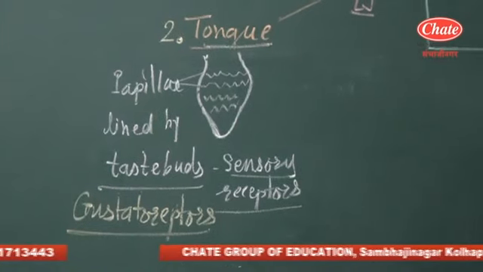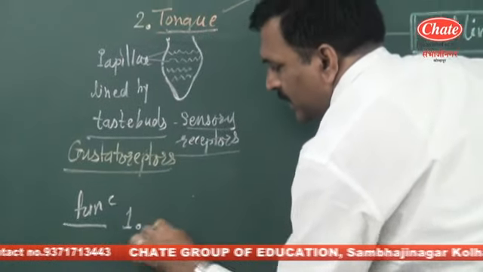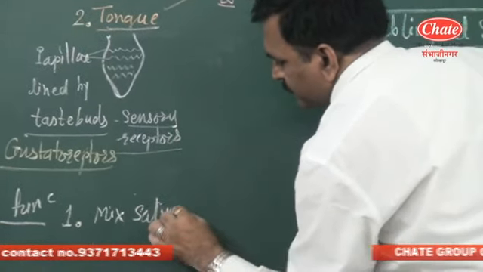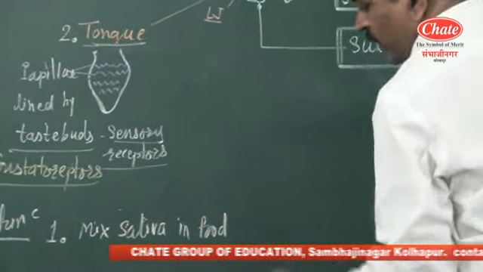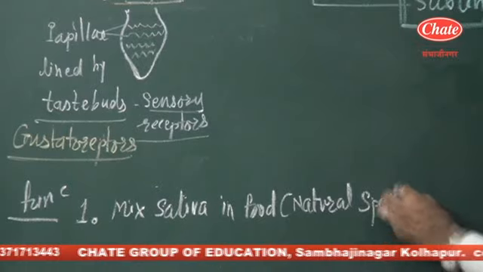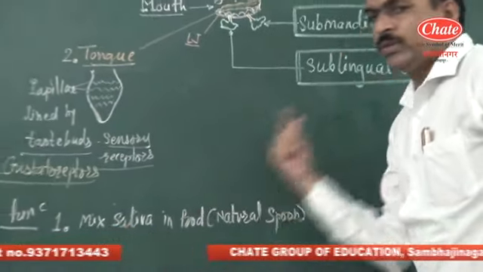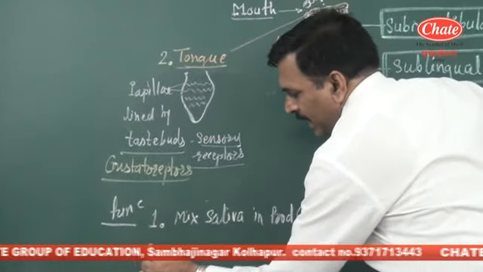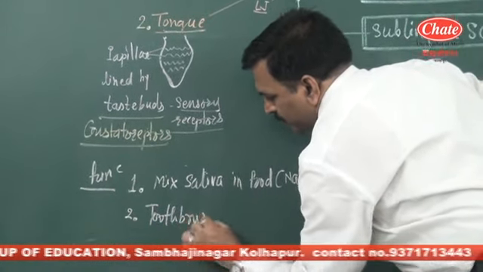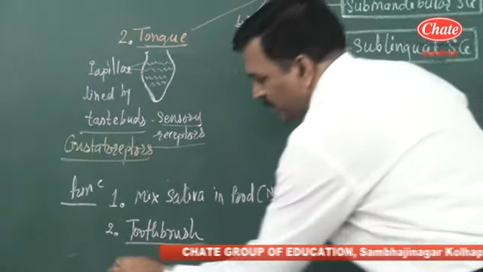The different functions performed by the tongue. First, it mixes saliva in food, so it is termed a natural spoon. Tongue acts as a natural spoon which mixes the saliva into the food in the oral cavity. Second, it is a natural toothbrush. So it helps in the cleaning of the teeth. So it is termed a natural toothbrush.